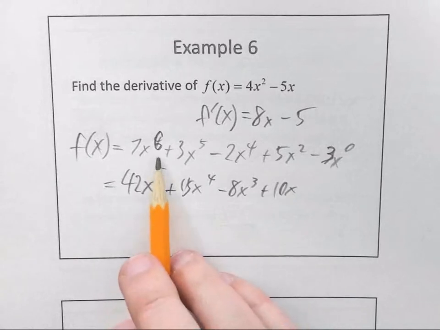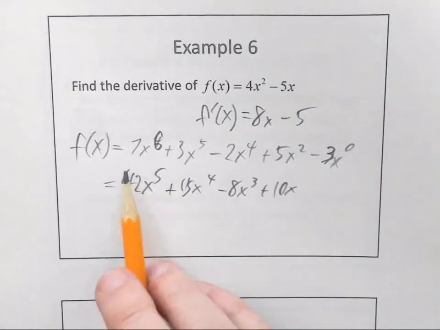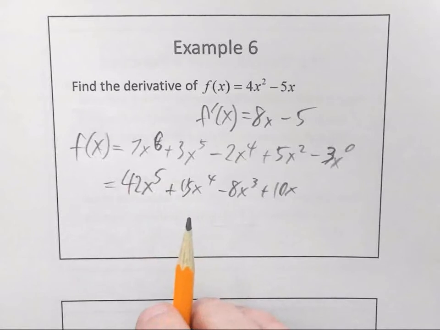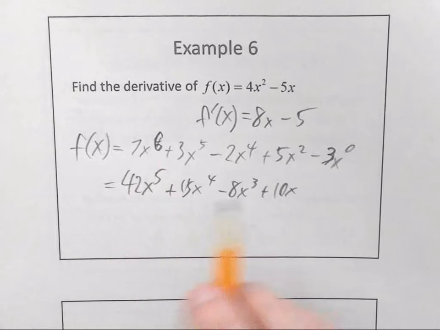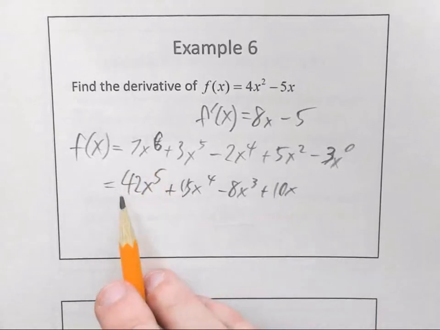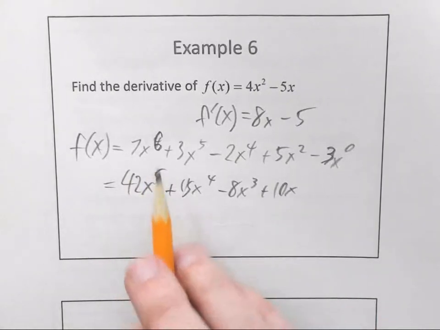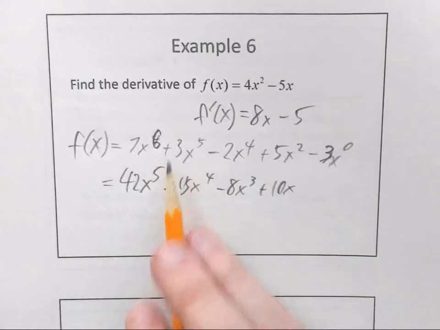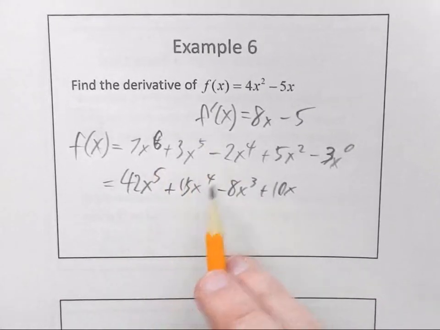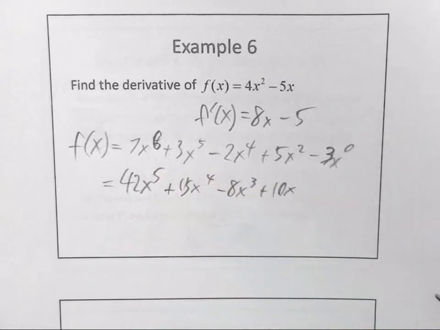Okay, so if it's a simple polynomial, you can take your original exponent for each term, times the number out front, and then reduce your exponent by 1. And you have to do that for every term. So 5 times 3 is 15, drops to a 4. Does that make sense?